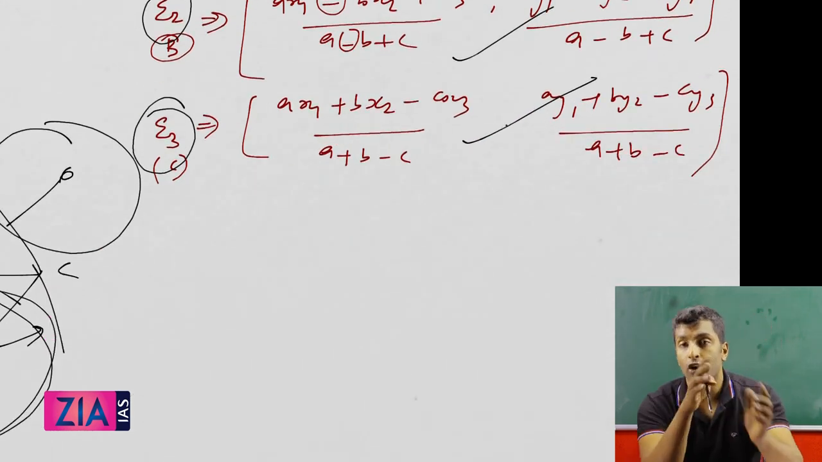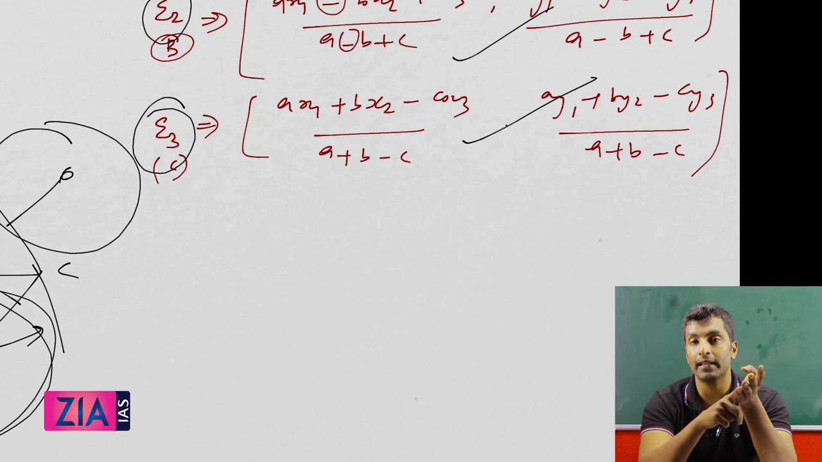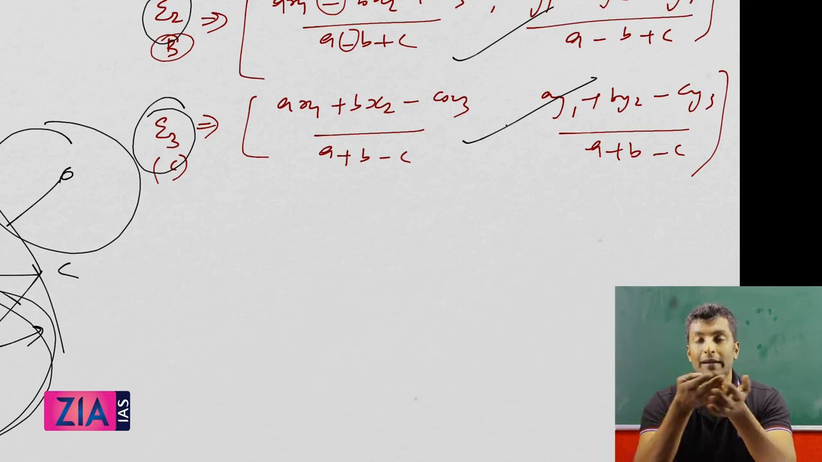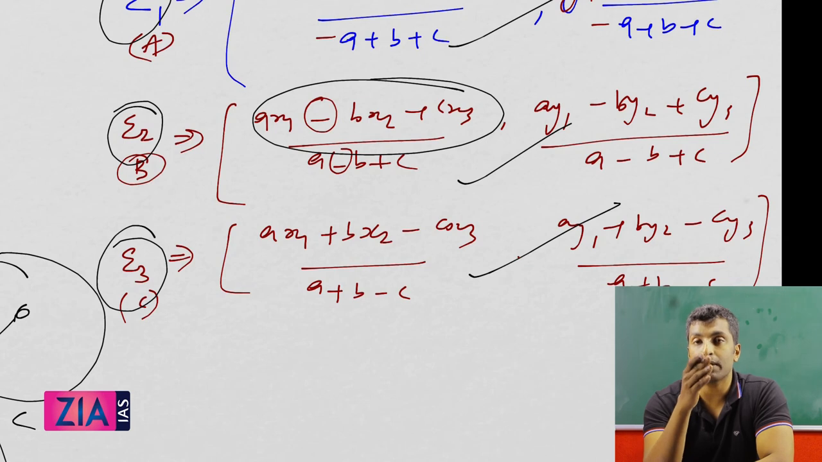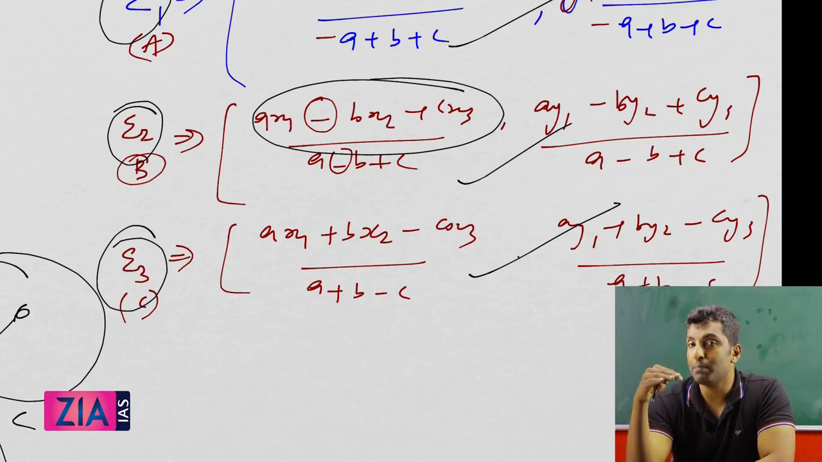So the Centroid coordinates are x1 plus x2 plus x3 by 3, then y1 plus y2 plus y3 by 3. Then we have seen the coordinates of Incenter. When you talk about the x coordinate, only x will come: ax1 plus bx2 plus cx3 divided by a plus b plus c. Then ay1 plus by2 plus cy3 divided by a plus b plus c.